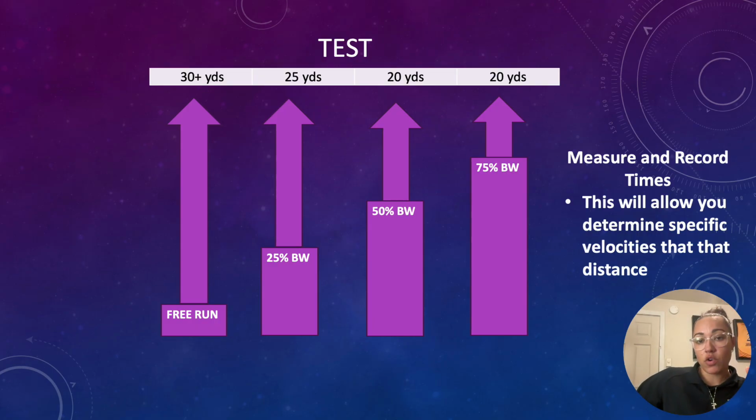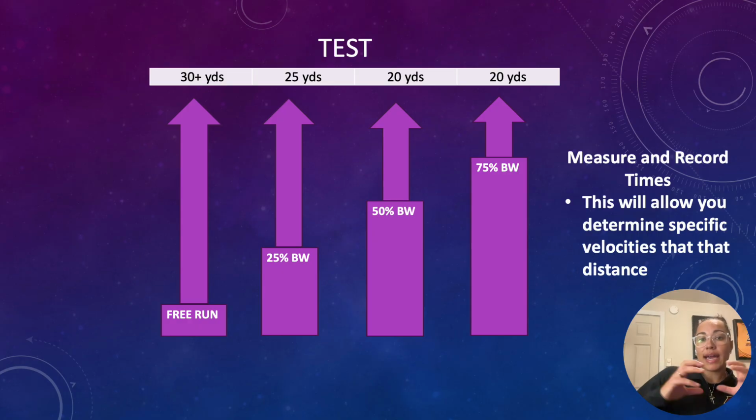Then we're going to perform a 25-yard sprint at 25% body weight. So if you're 150 pounds, you're going to want to do 25% of your body weight at 25 yards. Get those split times and write them down. Then you are going to do a 20-yard sprint at 50% of your body weight. Remember, now that we are getting higher in our percent of body weight, our speeds should be extremely slow during this sprint.